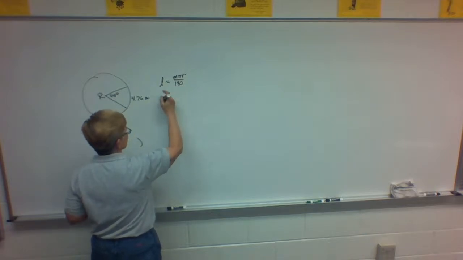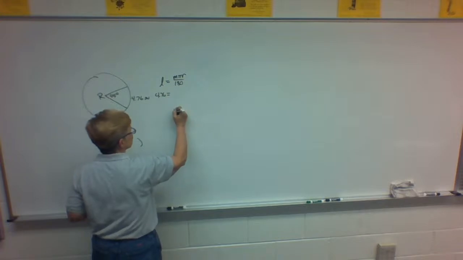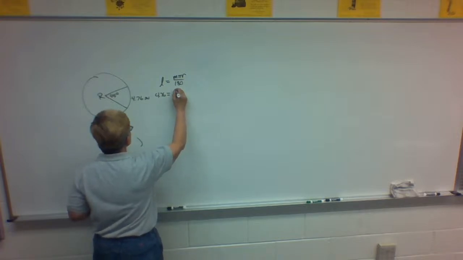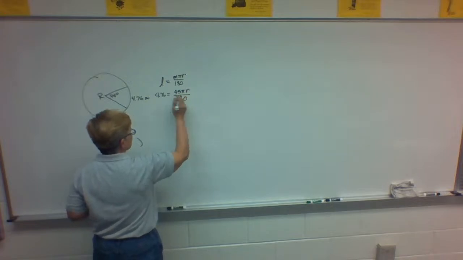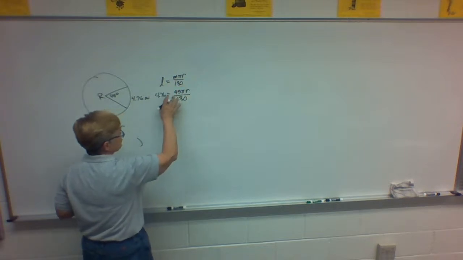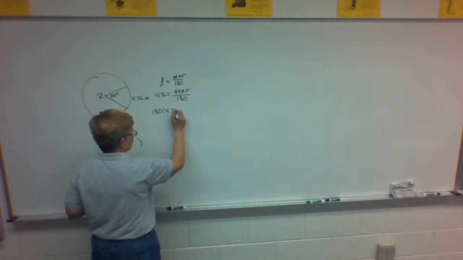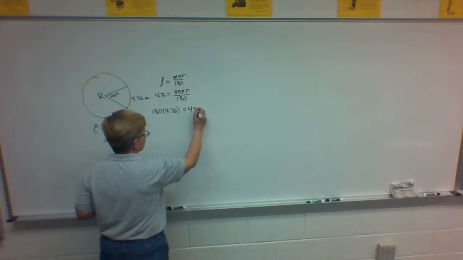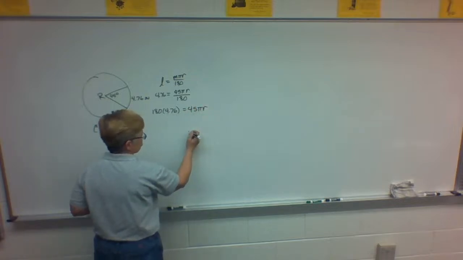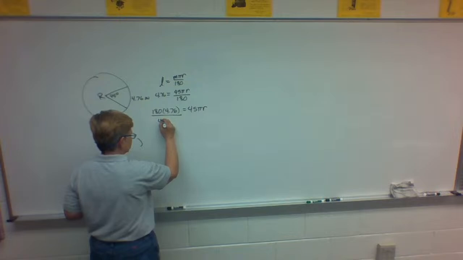And you put in there what you can. That would be that the length is actually 4.76. The measure of the angle is 45. R we don't know, over 180. But in this case, using this length of an arc formula, I can find R. Cross multiply, I get 180 times 4.76, and that's equal to 45 pi R. Then I divide by 45 pi.